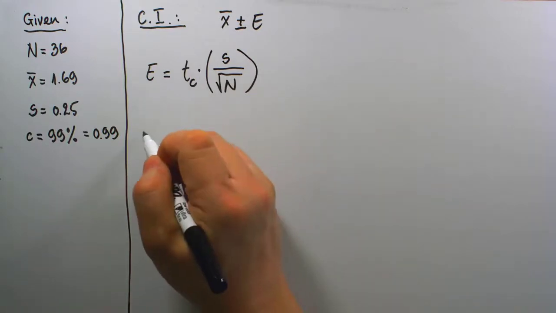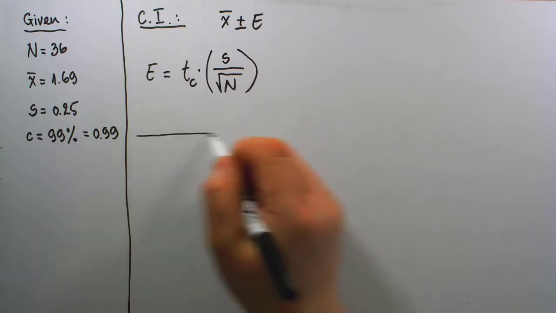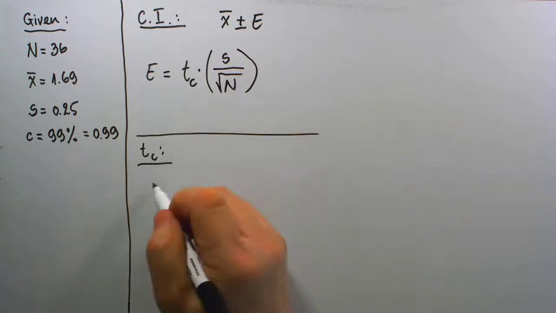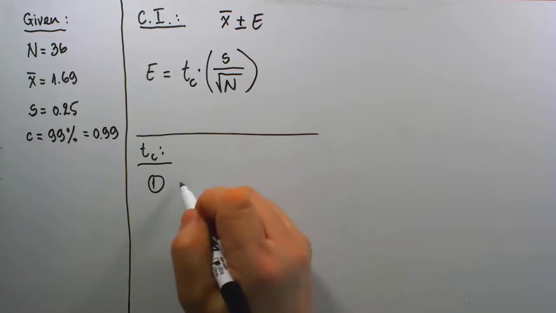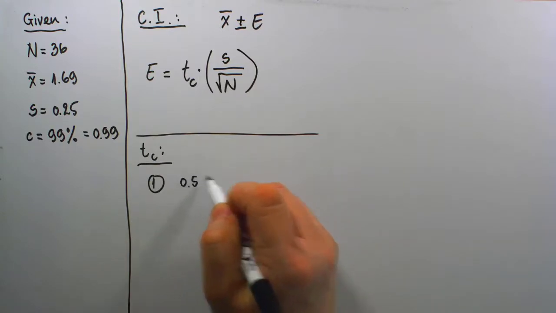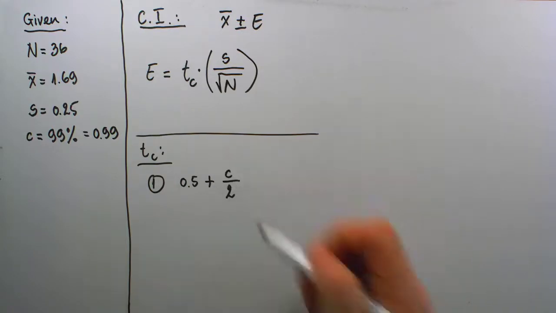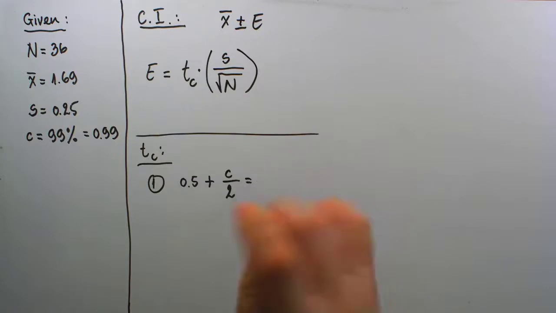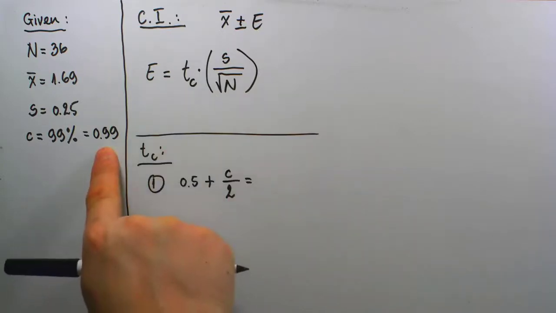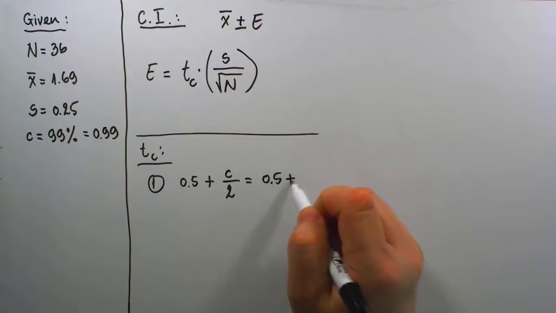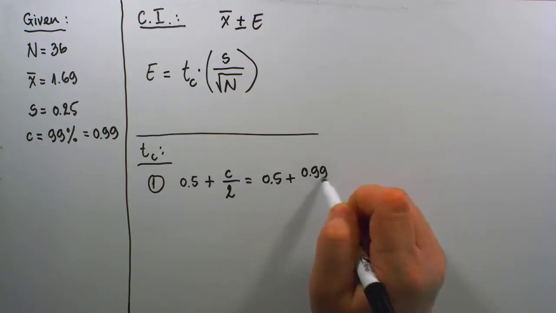The first step for finding t sub c is to compute 0.5 plus the confidence level over 2. With our current confidence level given to be 0.99 this time, it's laid out as 0.5 plus 0.99 over 2.